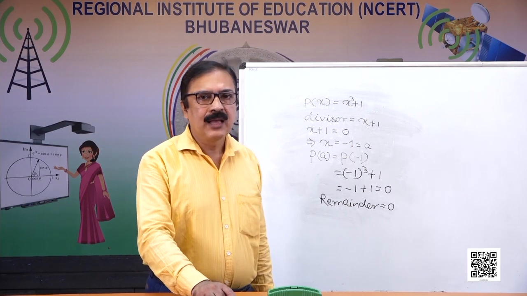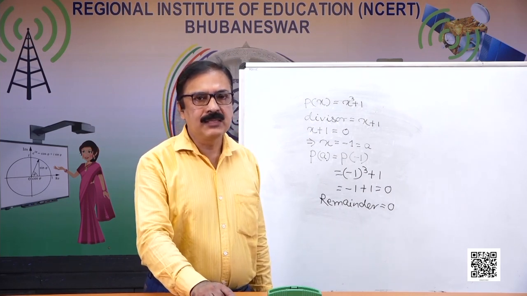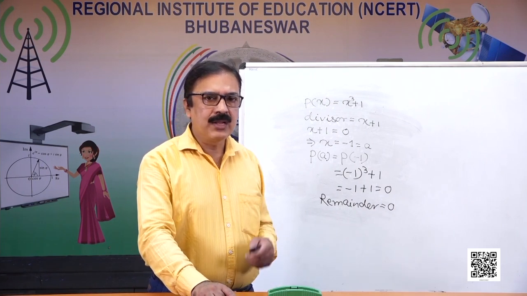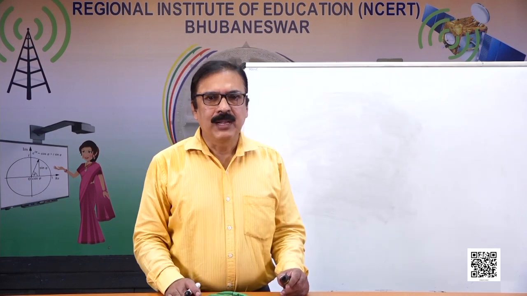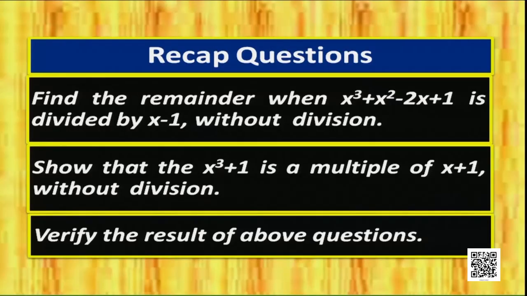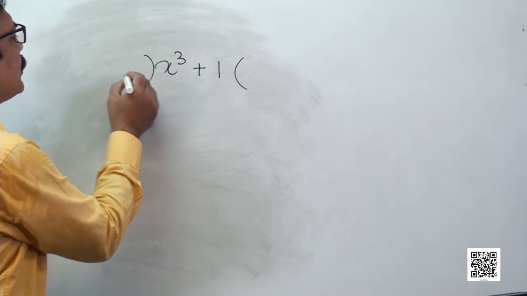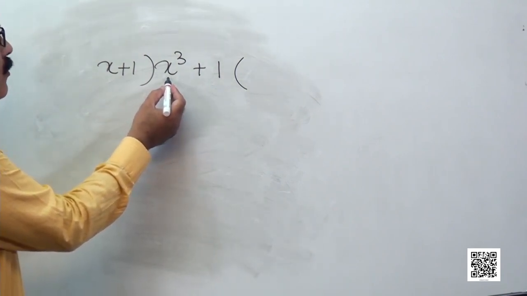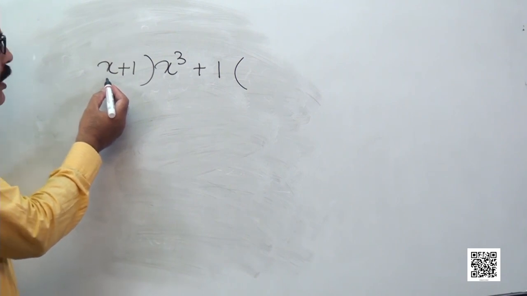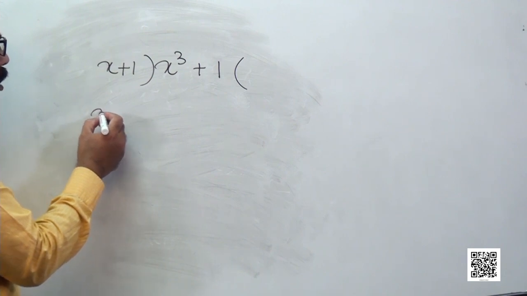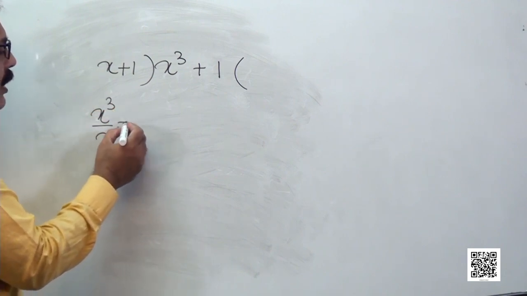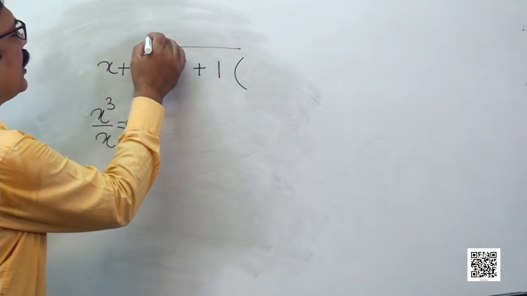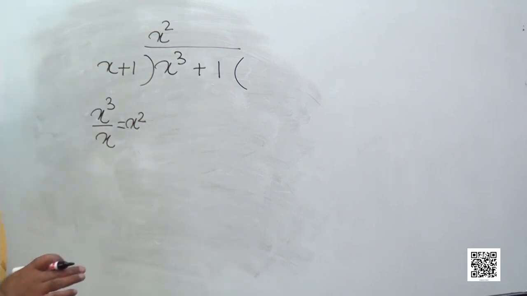Now in these cases, as we saw, without division we can find the remainder. Let's verify the second one. Dividend is x cube plus 1 and divisor is x plus 1. Now the first term of the dividend is x cube and the first term of the divisor is x. So to get the first term of the quotient, we have to divide x cube by x, that gives x square. So we can write here the first term of the quotient.